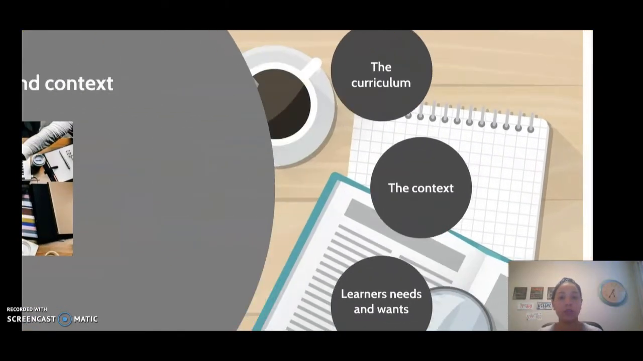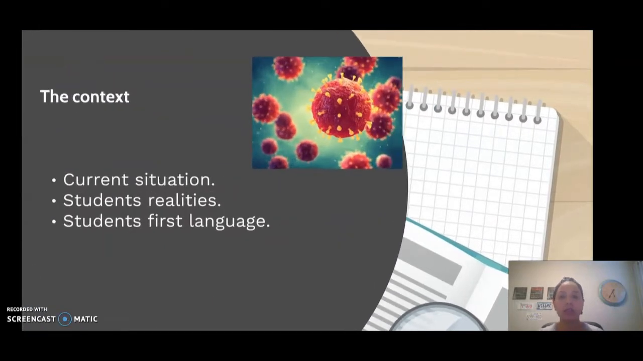So now, let's move on to the context. The context is vital because, take for example, our current situation. Due to coronavirus, many schools and universities have been forced to explore new options, including e-learning. Were they ready for e-learning? Many of them not. And if we think about our students, some of them don't even have computers. So context is very important because it might have an impact on the teaching learning process.